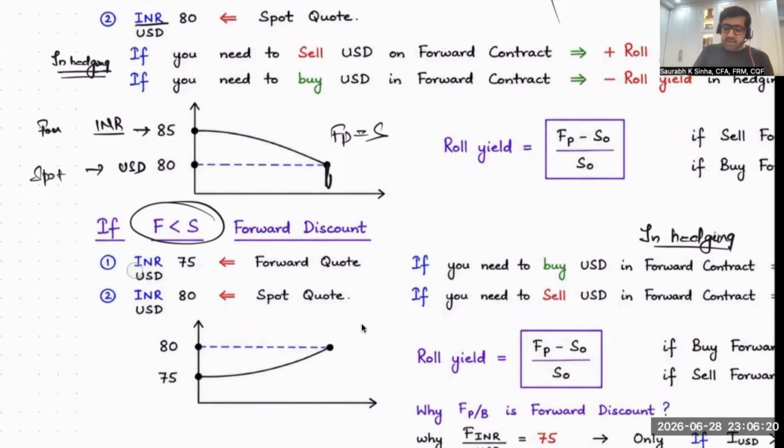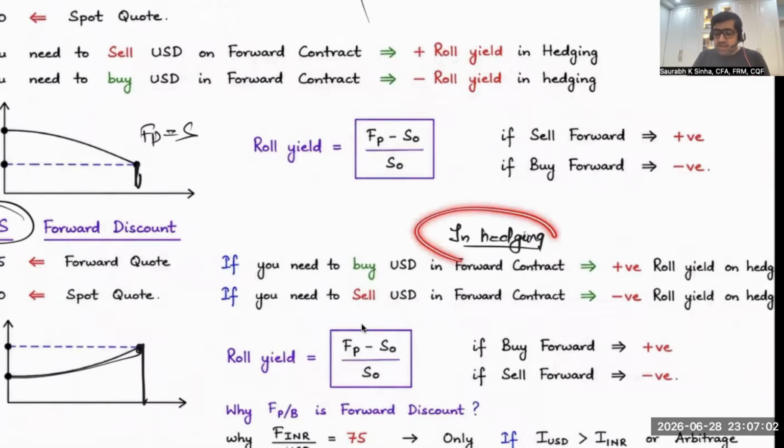So the example is: the price currency, which is INR, and USD the base currency, and 75 is the forward quote, INR upon USD. 80 is the spot quote. Now, what will happen? This is the forward price. This is the spot price. We are assuming the spot will not change. So at maturity, it will converge. If you buy something which is trading cheap, and it converges to the spot which is 80, definitely you're going to make a profit.